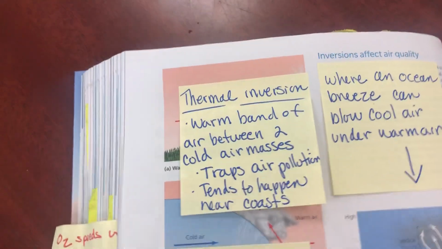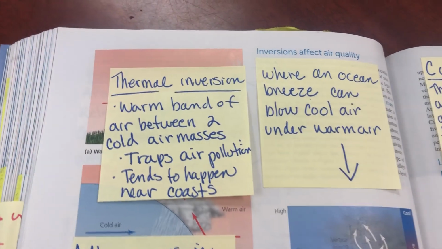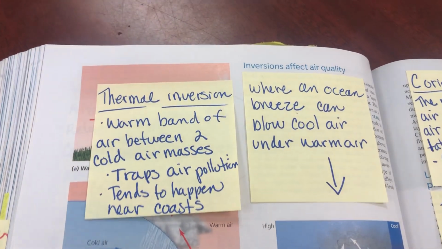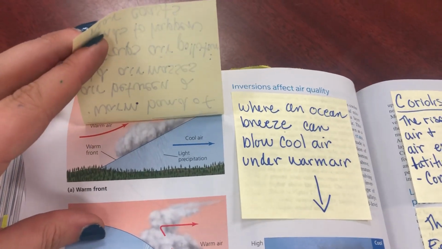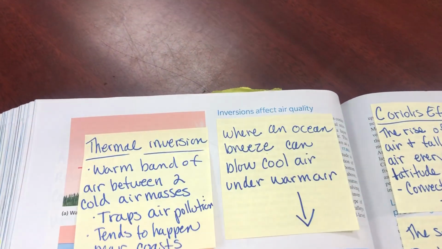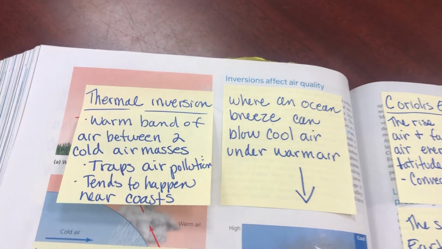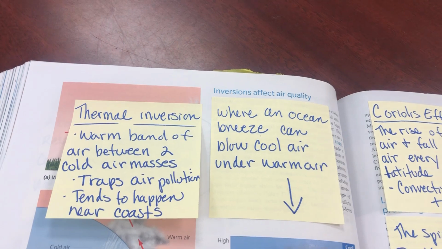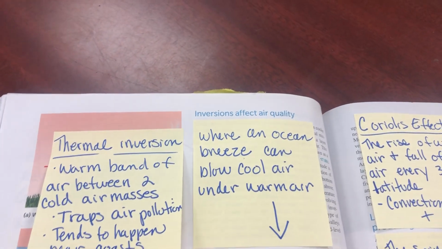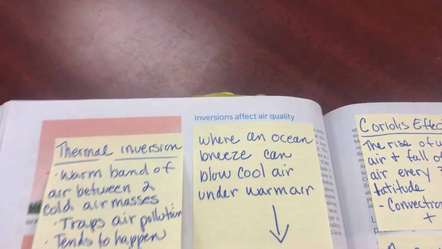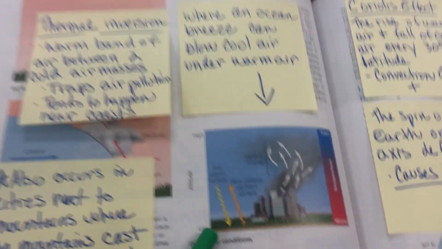Okay. The next big thing you need to know about are thermal inversions. This is when a warm band of air becomes trapped between two cold air masses. All right, and your textbook doesn't really show this that well. So basically, when this happens, this is what traps air pollution in our lower atmosphere, and it tends to happen near coasts more often because an ocean breeze can blow cool air under the warm air. So make sure you just look at these diagrams here.